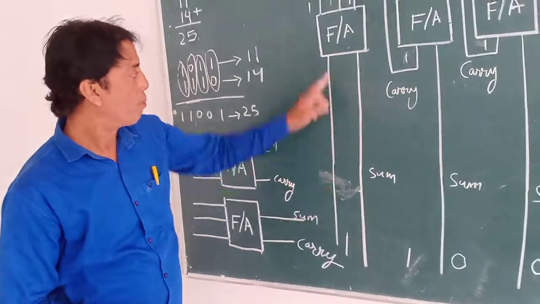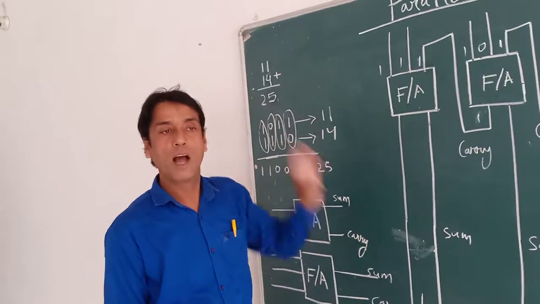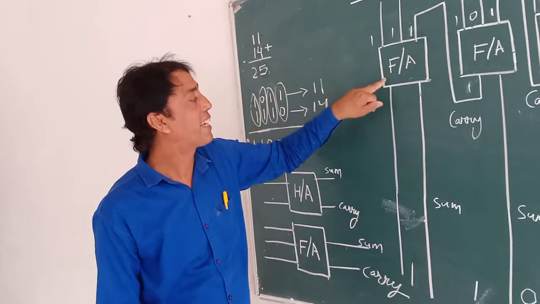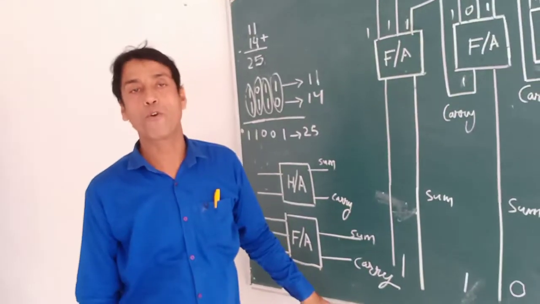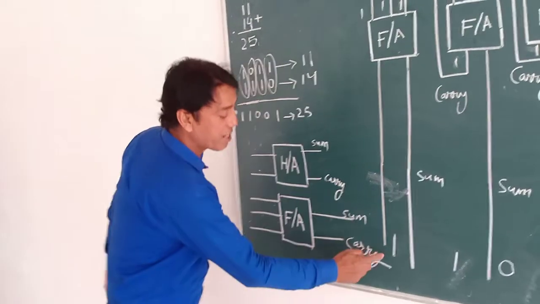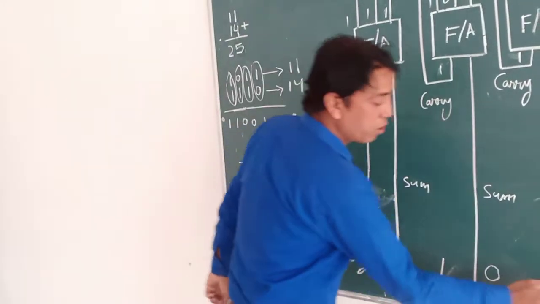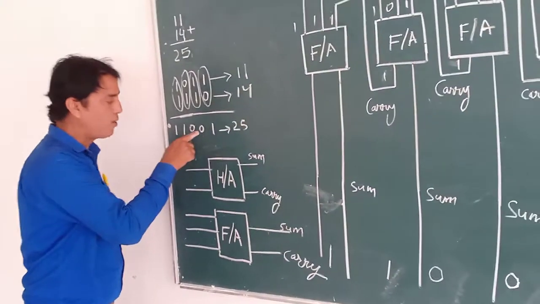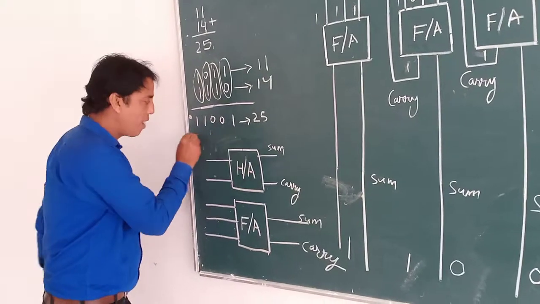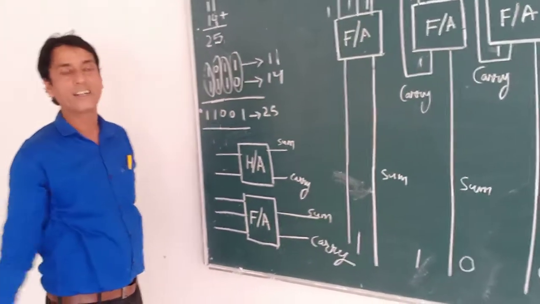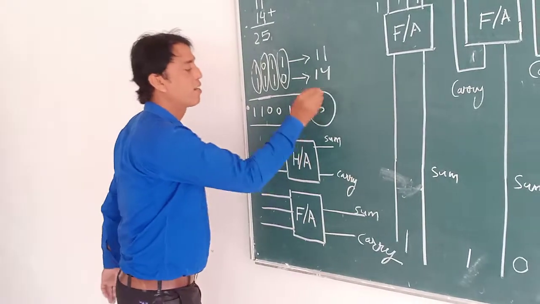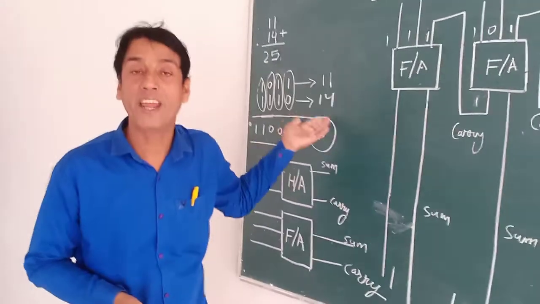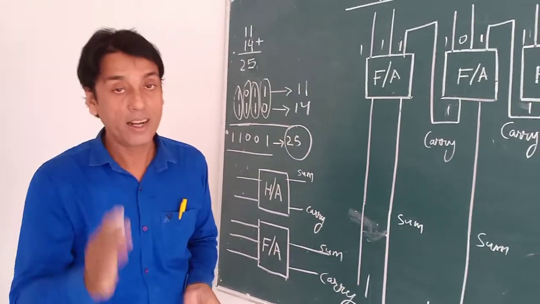Now, because it is the last full adder of the parallel adder, the carry line will also be sent as output. Now, what is the output we receive? We receive 1 1 0 0 1. When we convert this binary data to decimal, we get 25, and we know that when 11 is added with 14, 25 is the correct result.